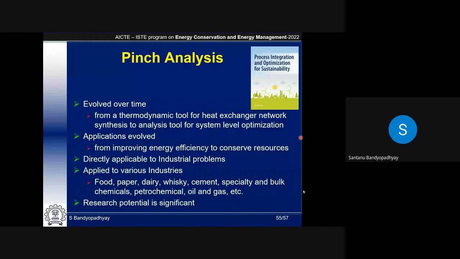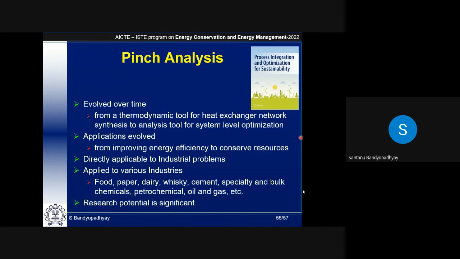So pinch analysis evolved over time. It started as a thermodynamic tool for heat exchanger networks, and I'm sure through examples I could demonstrate that it has gone to a different level, where we can talk about system level optimization.